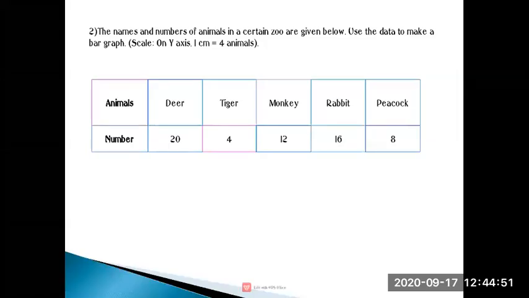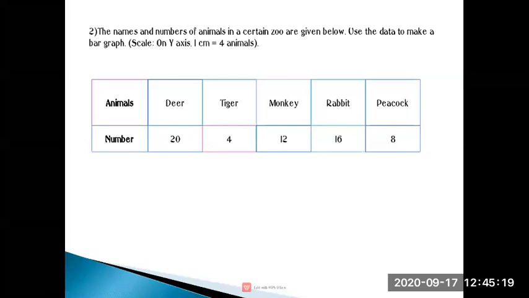So students, we are done with the first sum. Now we will move to our second question. See, the names and the number of animals in a certain zoo are given below. You have to use the data to make a bar graph. The data is also given over there. So you have to use that and make a bar graph.